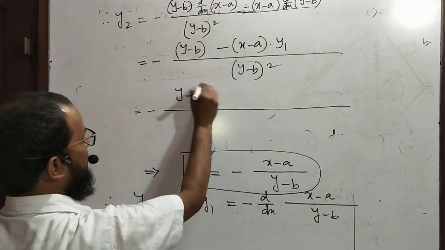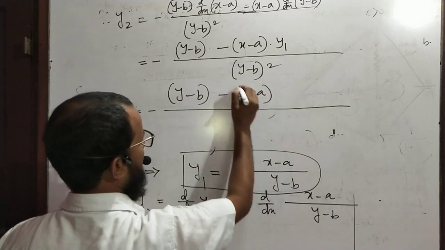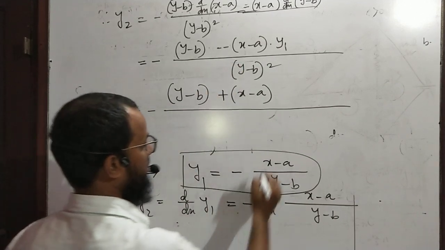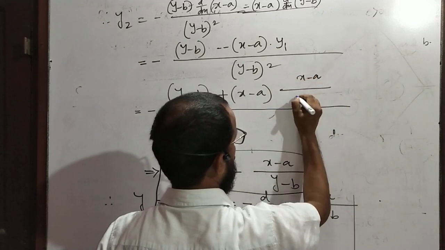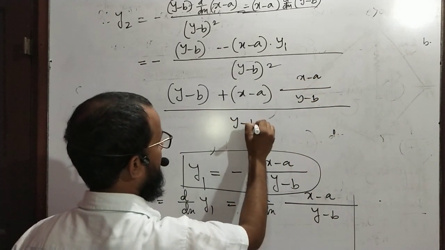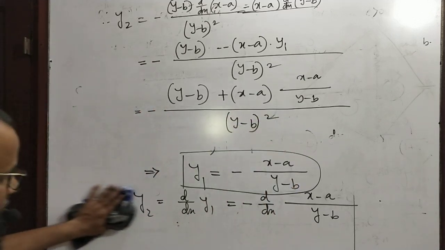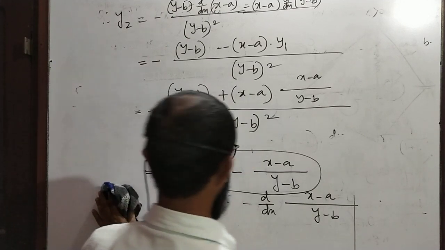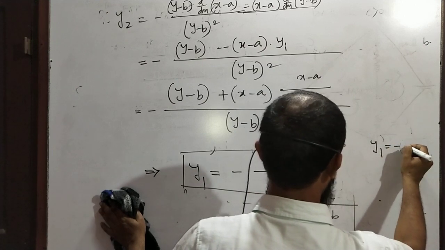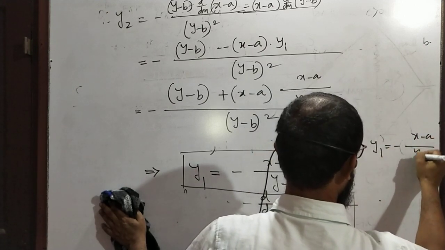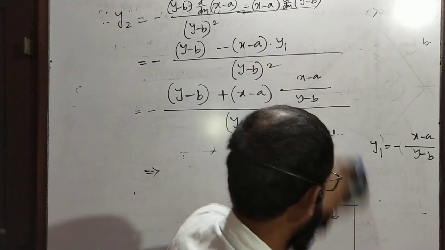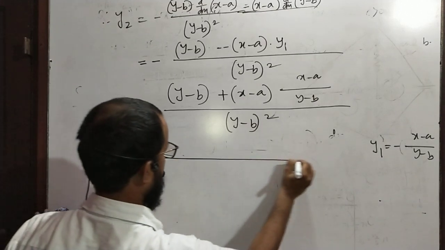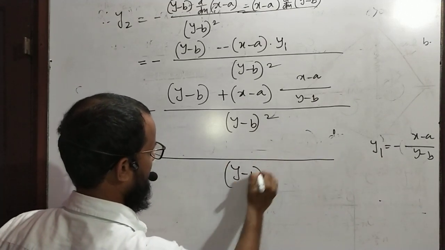So y minus b minus x minus a, and उसका y1 से एक minus आएगा. This minus and that minus will make plus. y1 replace करें, x minus a by y minus b, divided by y minus b whole square. Okay. Your y1 I am replacing; y1 is side में लिख के रखो. This is x minus a divided by y minus b. Okay, this is your y1. Now some calculation is required. What is the calculation you see? Very simple calculation. y minus b whole square.